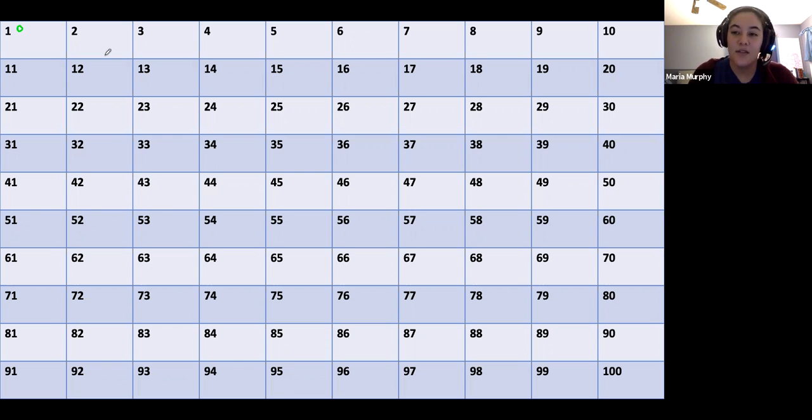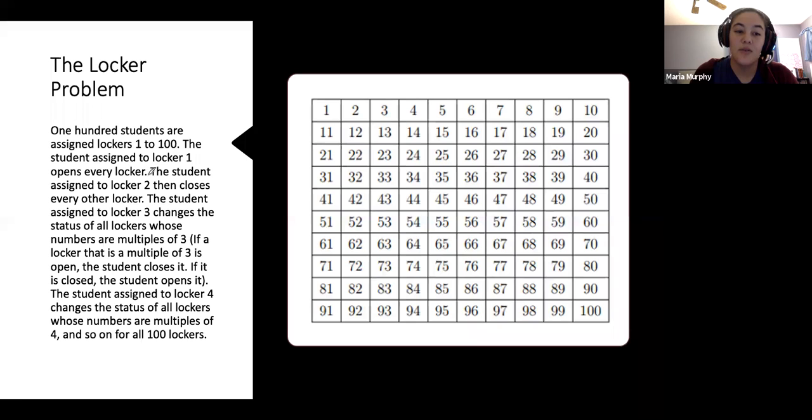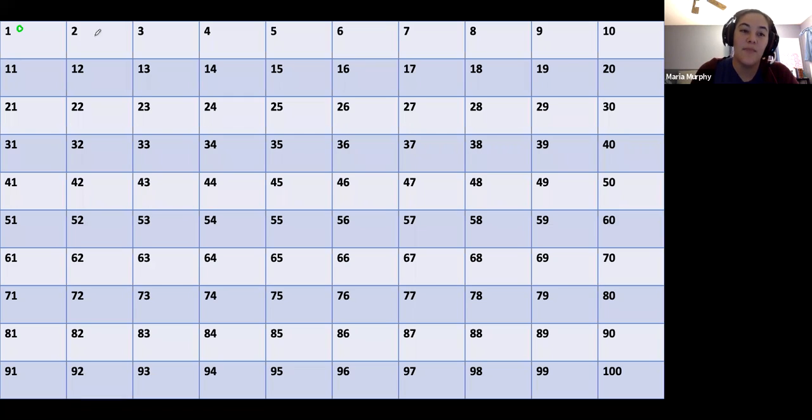The second student is going to close every other locker, right? So starting from the beginning, every other locker becomes closed. Got to move the little bar from Zoom. So every other locker becomes closed. That means all of my evens are closed, right?